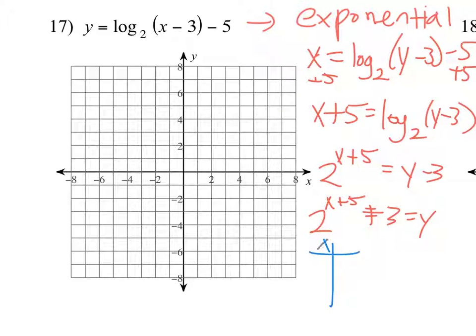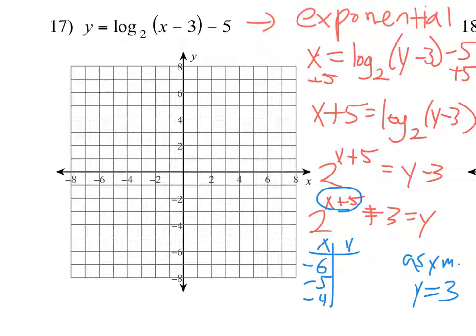Let's make a table and find the asymptote. Asymptote's going to be at y equals 3. And my table, I'm going to choose values to make that exponent negative 1, 0, and positive 1. In this case, that's going to end up being negative 6, negative 5, and negative 4. Plugging those in, I get 2 to the negative 1 is going to be a half plus 3 is 3.5. Negative 5 is going to be 2 to the 0 is going to be 1 plus 3 is 4. And negative 4, we get 2 to the positive 1, 2 plus 3 is 5.